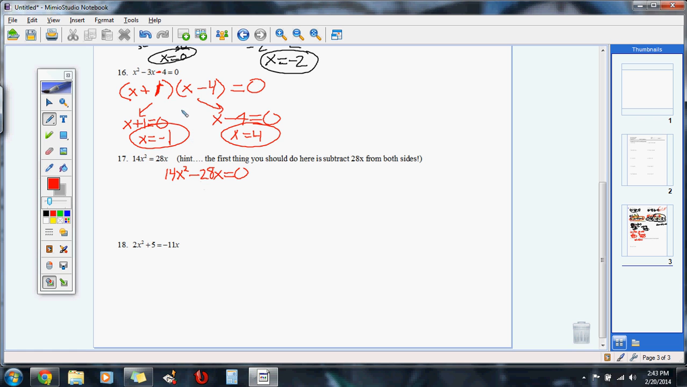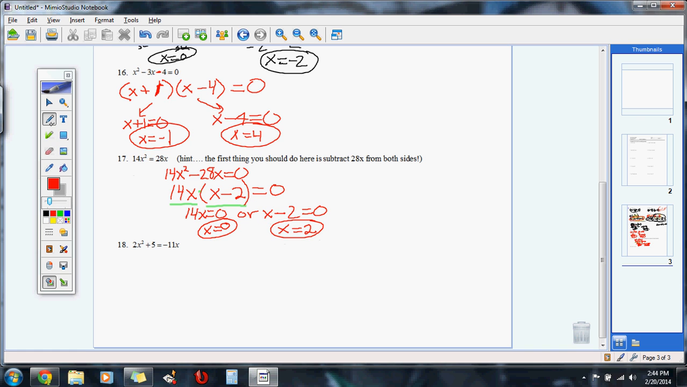Now I have something just like number 15. If you look back at number 15, a GCF problem. So I'm going to take a 14x out. And that leaves me with x minus 2 there on the inside, equal to 0. And here it is, guys. I've got something times something equal to 0. So one of those two things has to be 0. So 14x equals 0, or x minus 2 equals 0. And then when I solve each of these, divide by 14, I'm going to get x equals 0. Add 2 to both sides on that one, I'm going to get x equals 2.